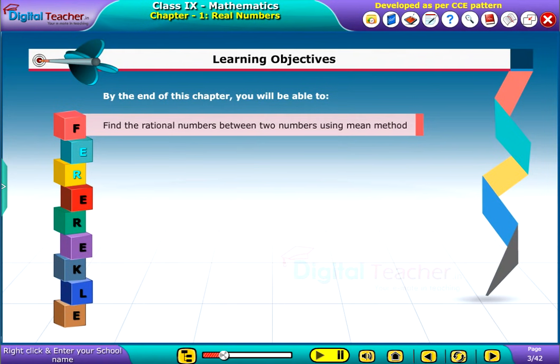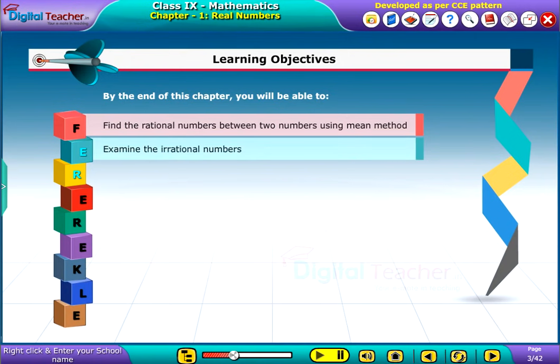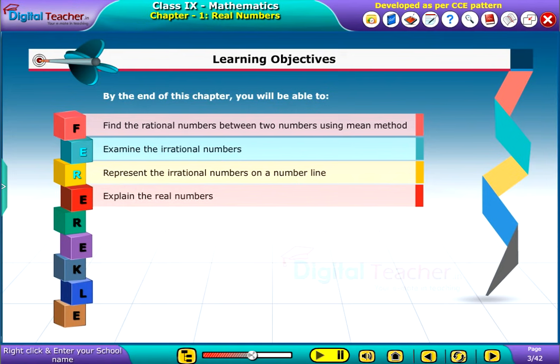Find the rational numbers between two numbers using mean method. Examine the irrational numbers. Represent the irrational numbers on a number line. Explain the real numbers. Represent the real numbers on a number line.